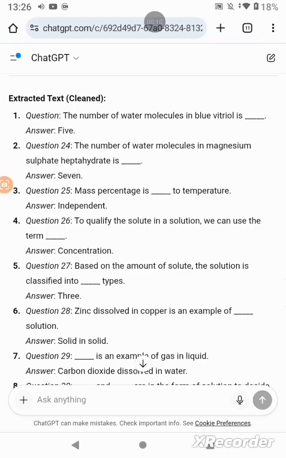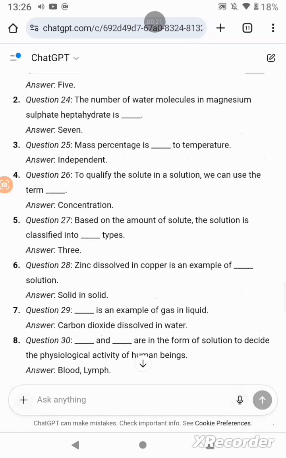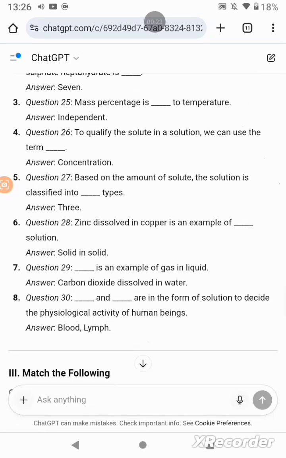Question 23. The number of water molecules in blue vitriol is? Answer: 5. Question 24. The number of water molecules in magnesium sulfate heptahydrate is? Answer: 7. Question 25. Mass percentage is dependent on temperature? Answer: independent.